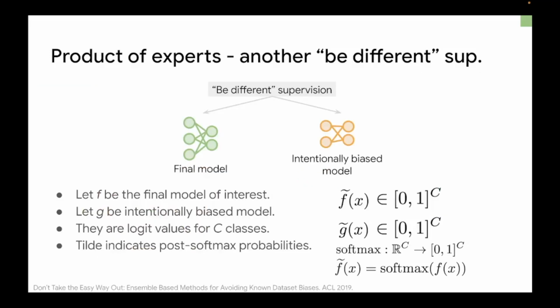Let's take a look at another example of how to encode the debiasing supervision. So again, we have a final model, let's say, which is F, and we have an intentionally biased model, which is G. But let's be more precise here and write down F tilde for the softmax value. And F is basically the logit value, the pre-softmax values. Okay, and softmax here is again mapping a real valued vector into a probability vector.